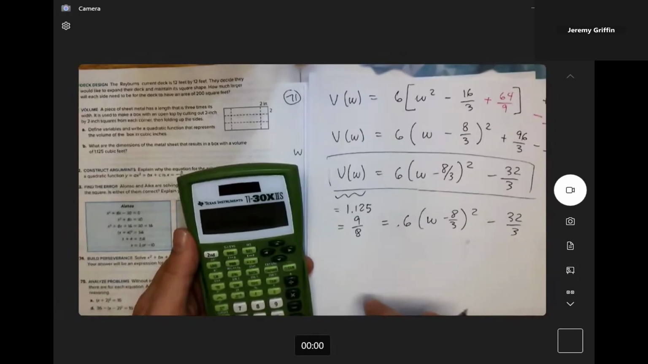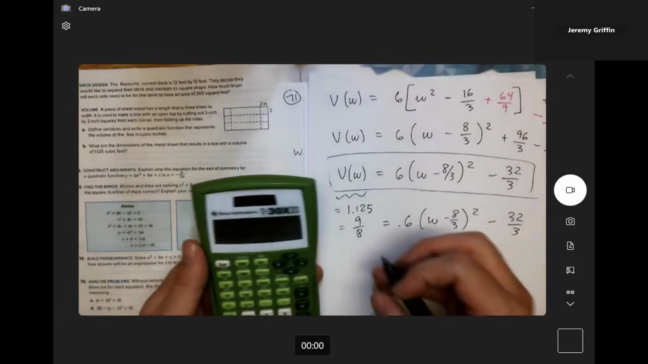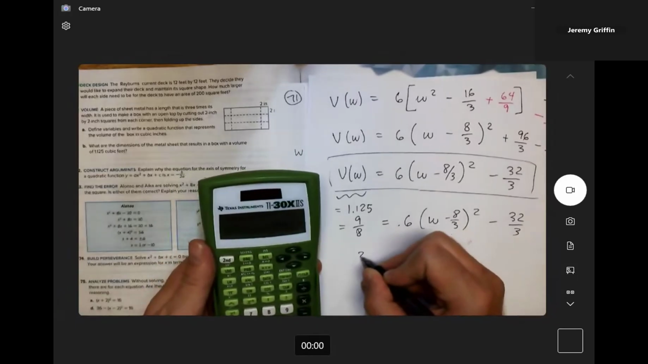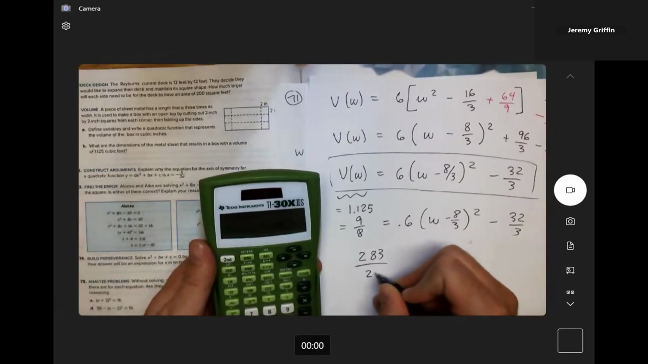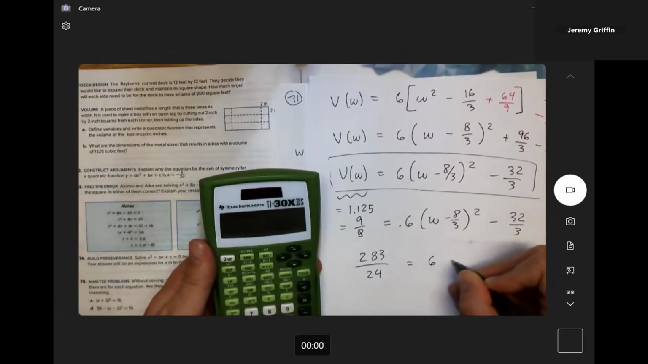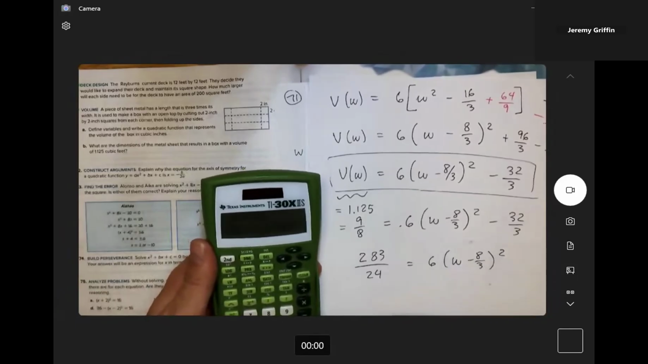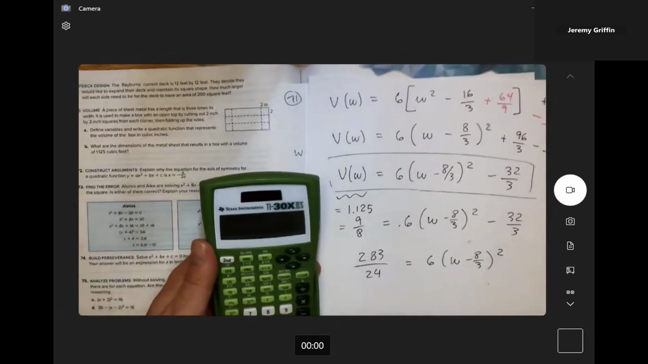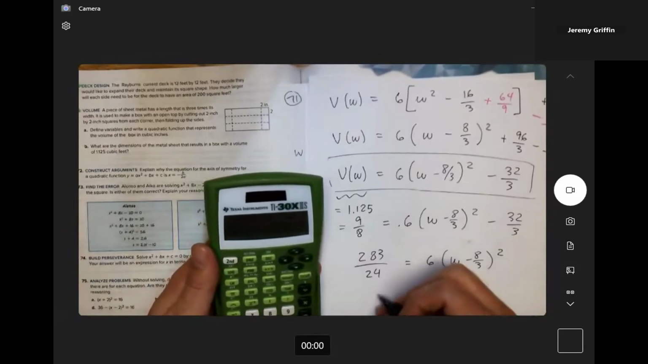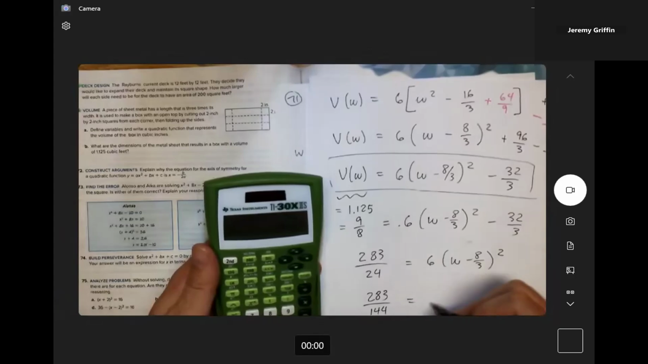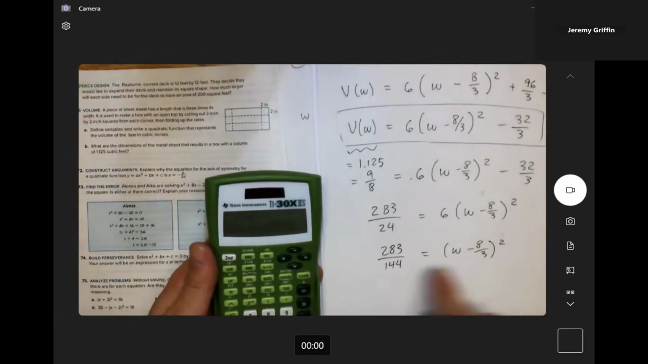Okay, yeah, so that's 283 over 24 equals 6w minus 8 over 3 quantity squared. Divide both sides by 6. It's getting really weird. Okay. 283 over 144 equals w minus 8 over 3 quantity squared. Okay. Square root both sides.